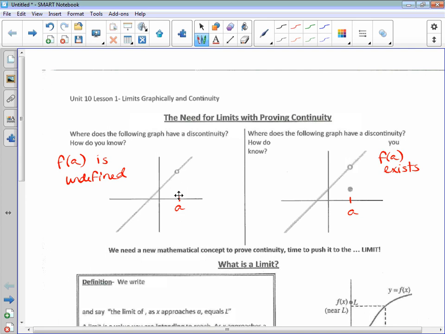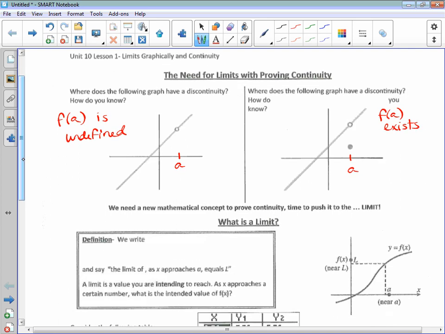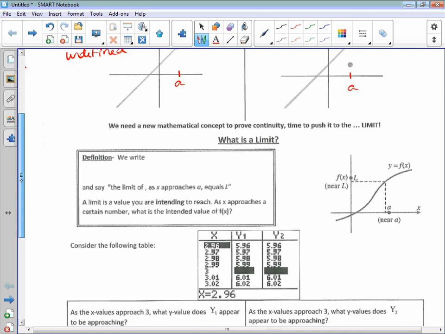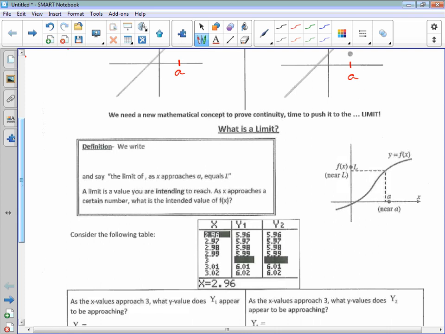So this is why we need limits. We're going to use limits to prove that this is not a continuous function. Okay? Limits are not hard. We show them. All right, so first, this is how you write it.